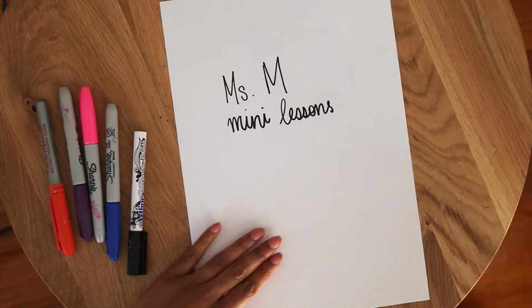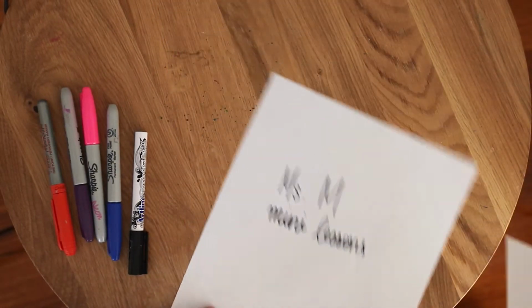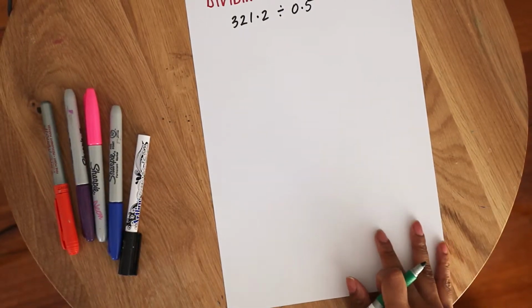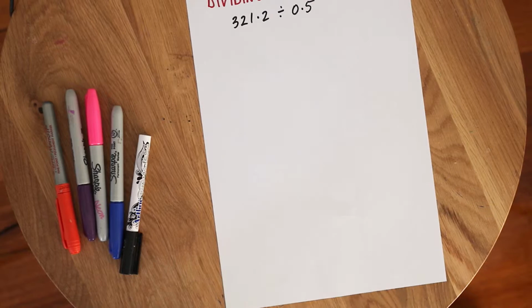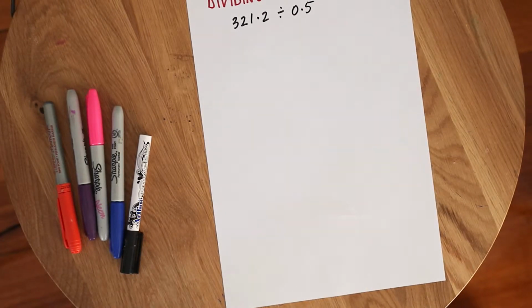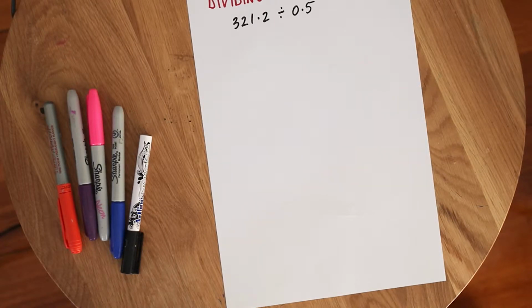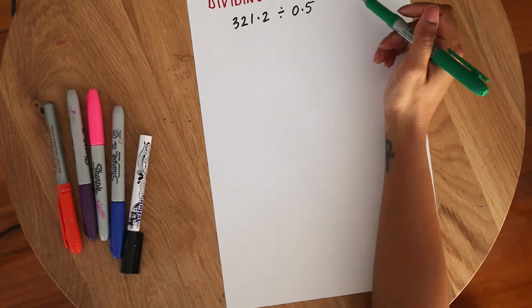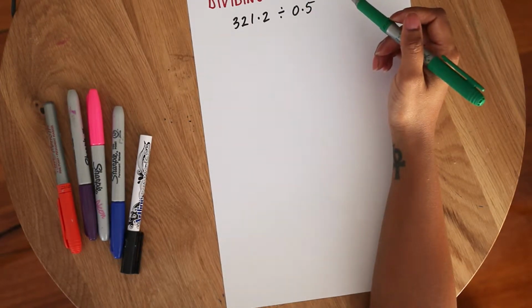Hi everyone, today we will be looking at dividing decimals. With dividing decimals, we're bringing together two concepts. One is long division and the second is decimals. To make the calculation easier, what we're actually going to do is change the second number of our division sum into a whole number.